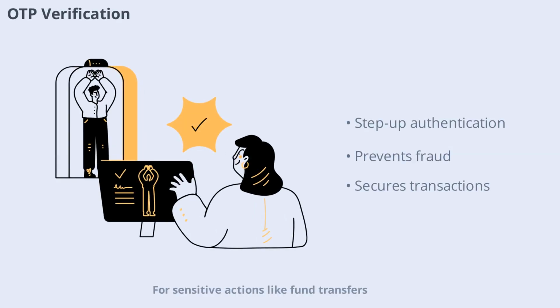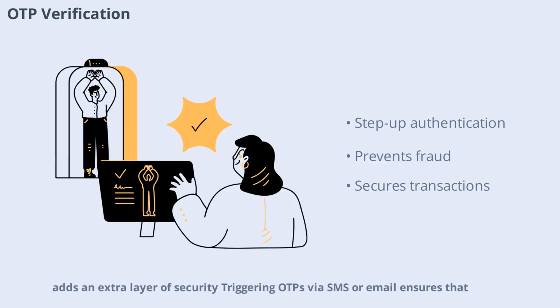For sensitive actions like fund transfers, step-up authentication using OTP, one-time password, adds an extra layer of security. Triggering OTPs via SMS or email ensures that only the legitimate user can complete high-value transactions. This method is effective for preventing fraud and unauthorized transfers.